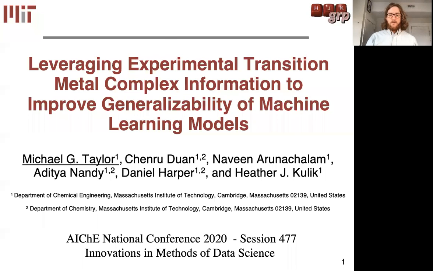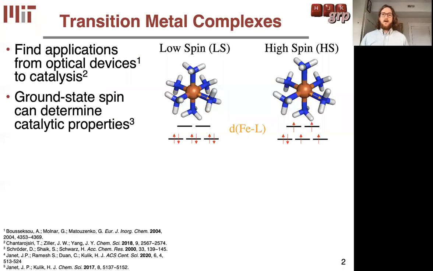So what are transition metal complexes? These are transition metal ions, or in this case, I'm showing iron surrounded by a ligand field in a heterogeneous complex, where these are used in applications from optical devices to catalysis.